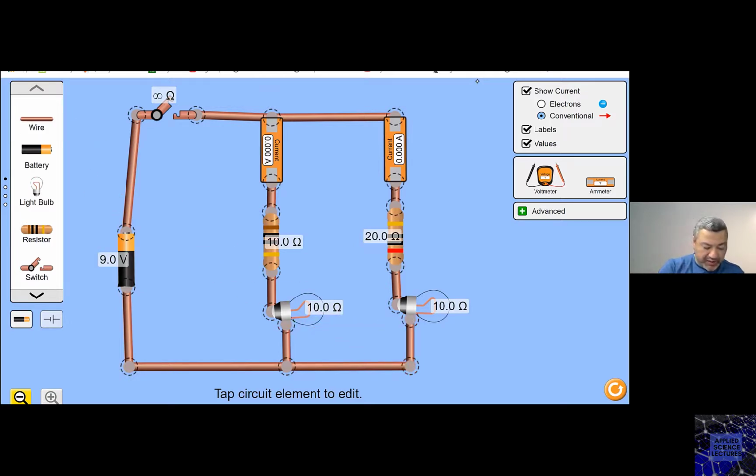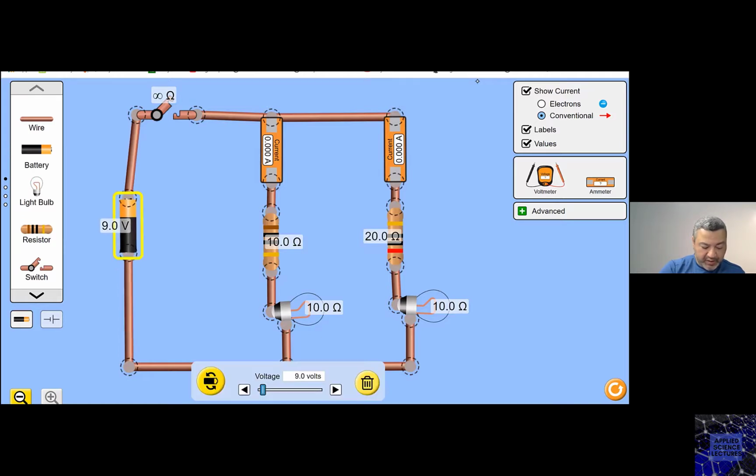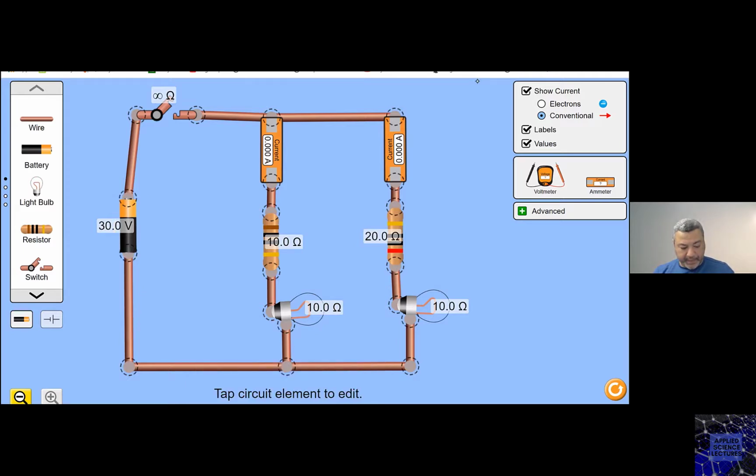Okay, so this is my battery. Let me increase the voltage here to 30 volts. Now notice those two resistors here, 20 and 10, one of them is twice the other one. Now if I close the switch, look what's going to happen.